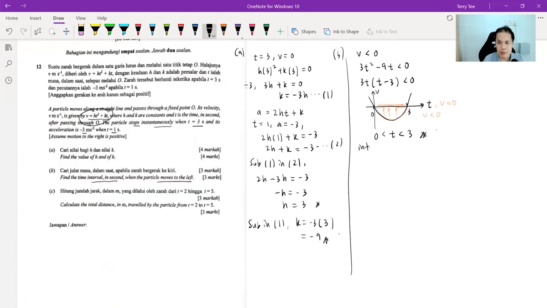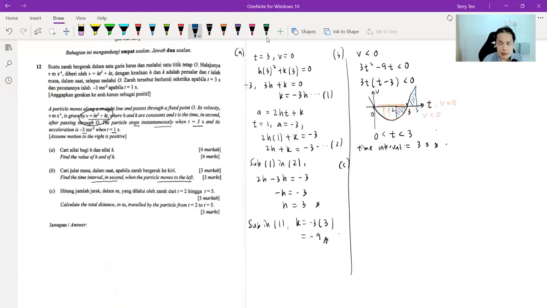If you want to write the time interval, maybe I should write like this, because this is the range of values of t, but the time interval, or the length of time, we can just take 3 minus 0, which is 3 seconds. All right, now the last one: calculate the total distance traveled by the particle from t equals 2 to t equals 5. Okay, we already have this graph, right? So maybe I just extend this a little bit. From 0 to 2, the graph is below the axis. 2 to 3 is still below the axis. 3 to 5 is above the axis.